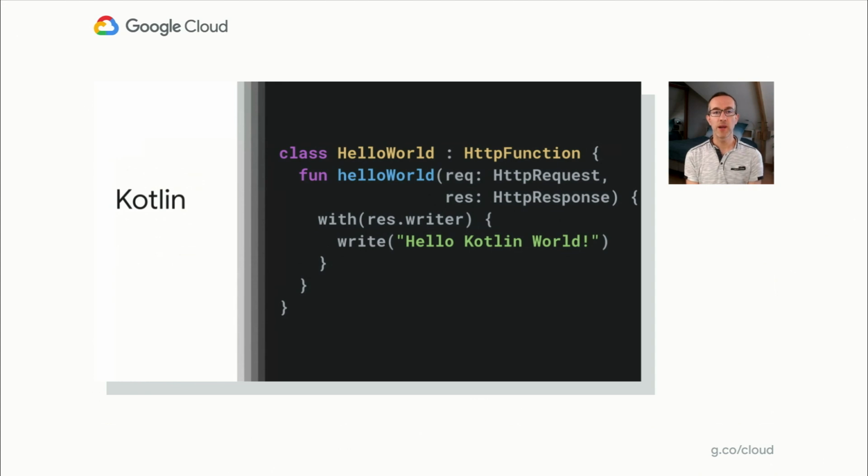So let's continue on this polyglot journey with another language. Here, again, that's the same thing, but this time using the Kotlin programming language. That's pretty similar. You have to implement the HTTP function interface, use the HTTP request and response object. That's pretty much the same thing, except, of course, that the syntax of the language is slightly different.